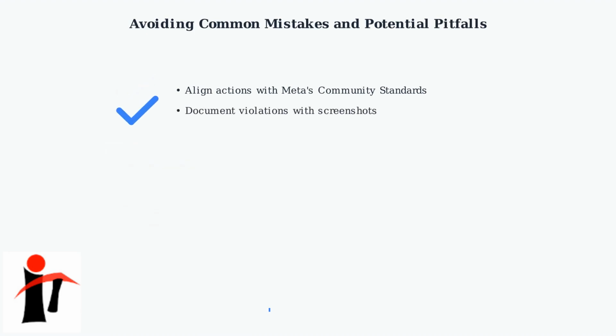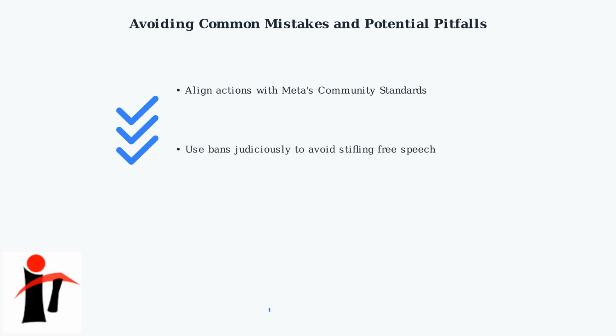Second, document everything with screenshots as evidence of violations. This creates a clear record and protects you if disputes arise. Third, be transparent about why the ban is happening. Clearly state the reasons to avoid accusations of bias or unfair treatment. Fourth, use bans judiciously. Over-reliance can stifle free speech, so reserve them for serious violations rather than minor disagreements.